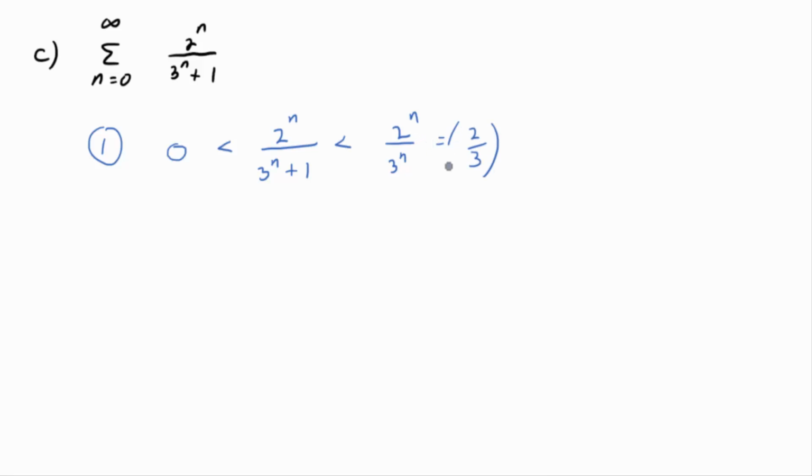Why is that form helpful? Because then you can see that's a geometric sequence formula. You put a sum in front of it, it's a geometric series. And you know what geometric series do. So what's the series in the next step? Sum n equals 0 to infinity of 2/3 to the n. What's your conclusion about that guy?